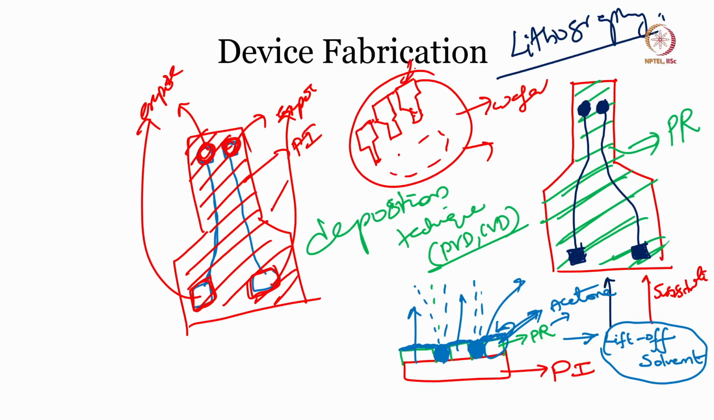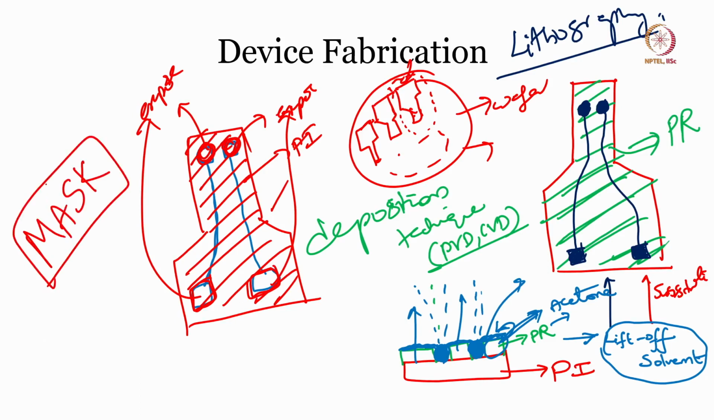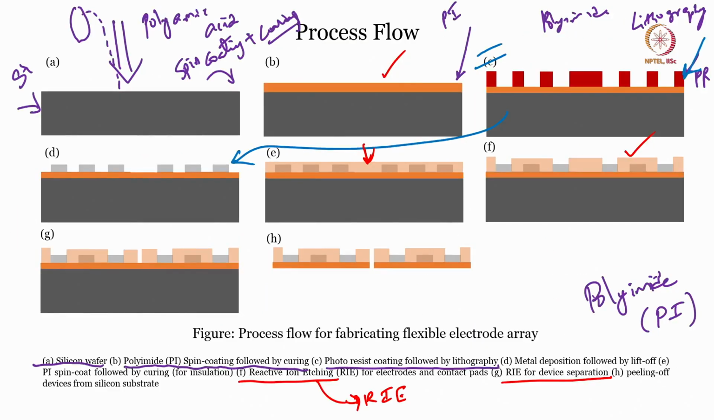So, I will have a mask, using which I can do lithography, so that we can transfer the pattern. In lithography, one of the most critical things is the mask; the design of a mask has to be done properly, right. So, using that mask, we can create the device separation, and finally, what you need is a polyimide, right.